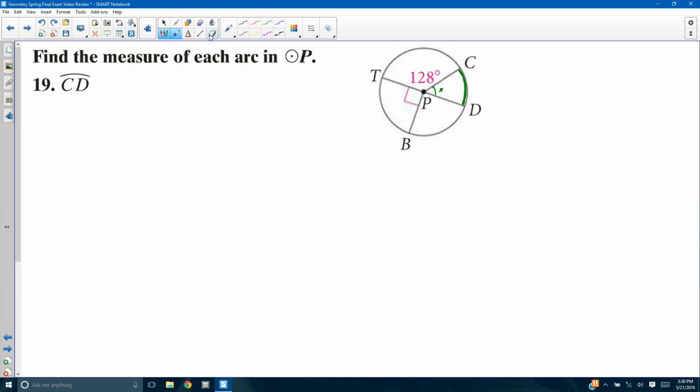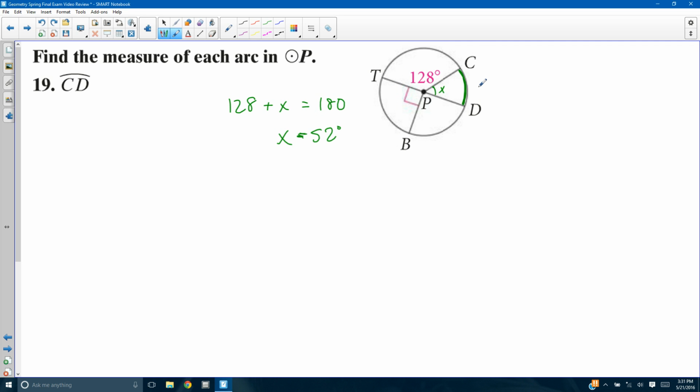Here's what you know. You know that this chord, and I can use that word now because now you know what it is, is running through the center. That makes this a diameter. If this is a diameter, that makes this whole thing right here a central angle of 180 degrees. It's half of a full circle. It's a semicircle. So I know that if I add 128 degrees with X, I'm going to get 180. Subtract 128, I get X equals 52.